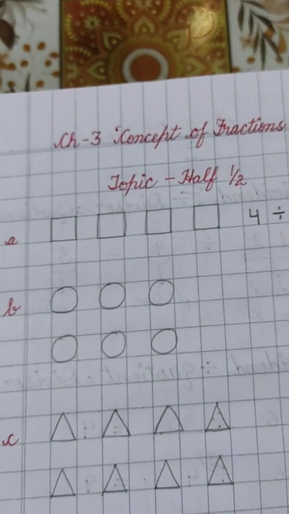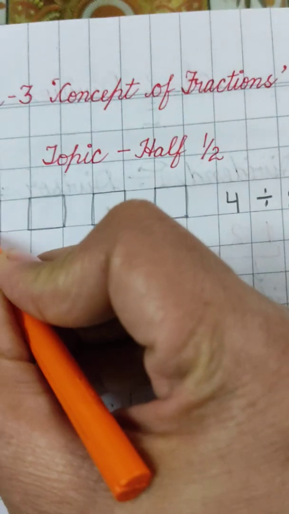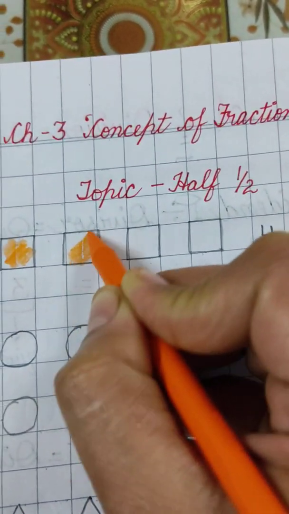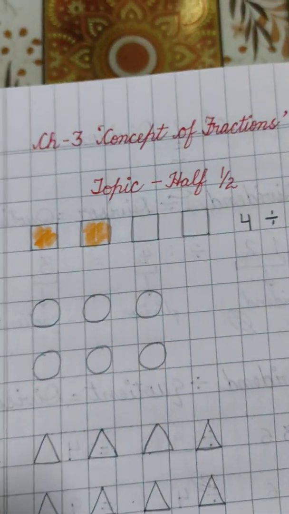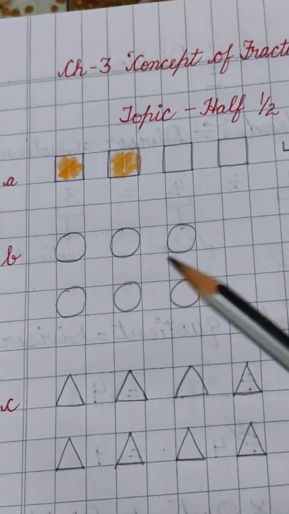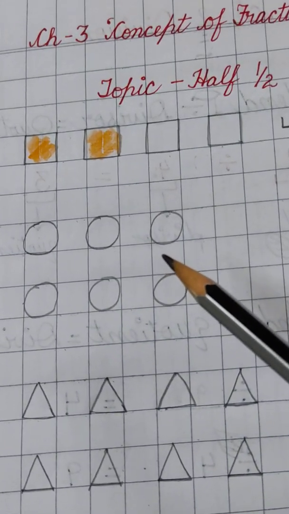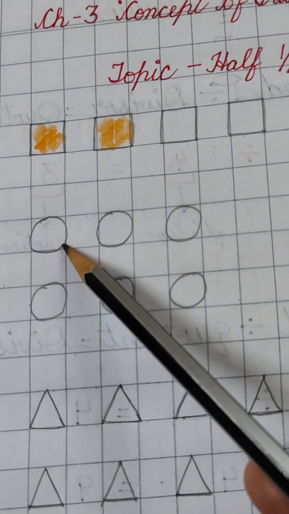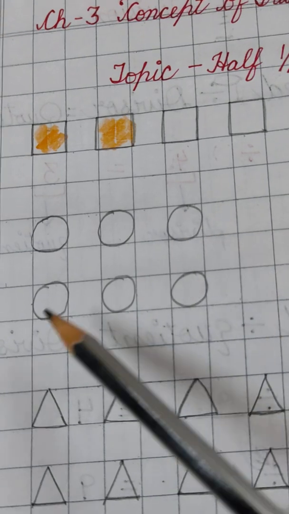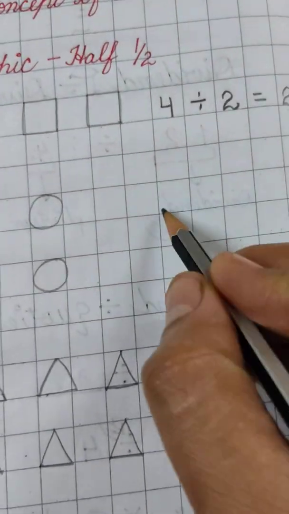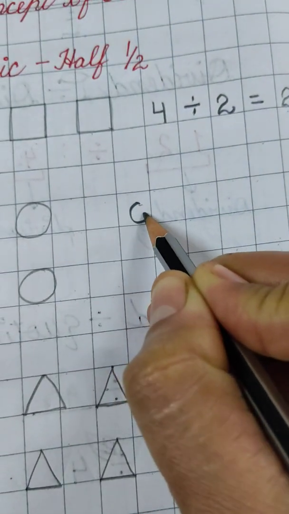So I will start coloring. As I get 2, so I will start coloring 2 figures here. Am I clear to you? Now the next one, in the B part, there are some circles. Now we have to count these circles. 1, 2, 3, 4, 5, 6. There are 6 circles. So I will write 6 here.